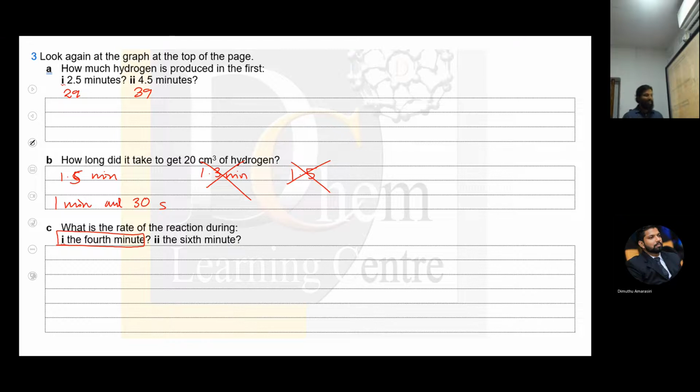Okay. Right. 6 minute. You can see the change is what? 0 divided by 1 minute. Therefore, it's 0 cm³ per minute. The 6th minute is the time from 5 to 6. That is the 6th minute duration.